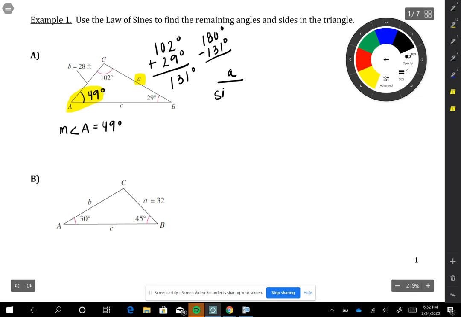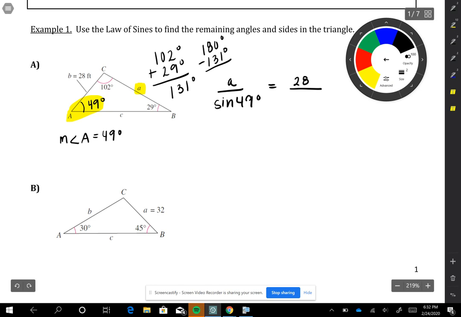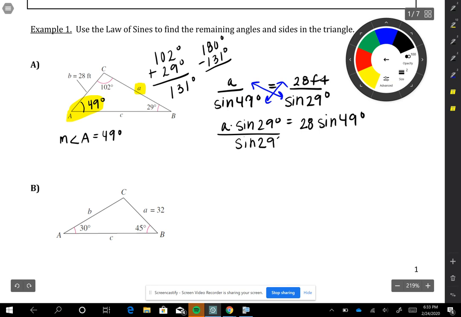So a over the sine of 49 degrees, set that equal to, we have to use angle B and side b because those are the only two we know, both of them. So side b is 28 feet and angle B is 29 degrees. So we're going to go over the sine of 29. And now we're just going to simply solve for a. With proportions, you can definitely diagonally multiply and divide. So this would be a times the sine of 29 degrees equals 28 times the sine of 49 degrees. And to get a by itself, I'm going to divide by the sine of 29 degrees.